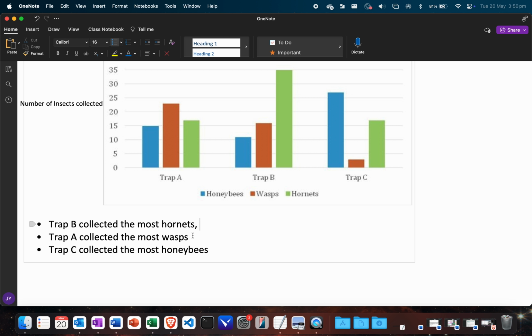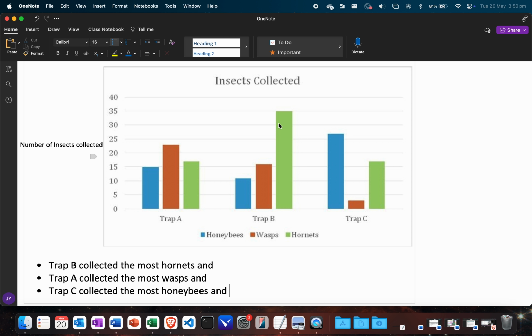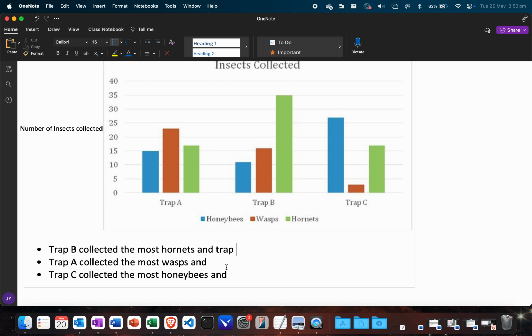Now, I can actually improve this a little bit, right? Because I've said which one collected the most. How could I improve it very easily? Well, which one collected the least? So, which one collected the most hornets? Trap B. But which one collected the least? Trap A. Okay, so trap A collected the least.